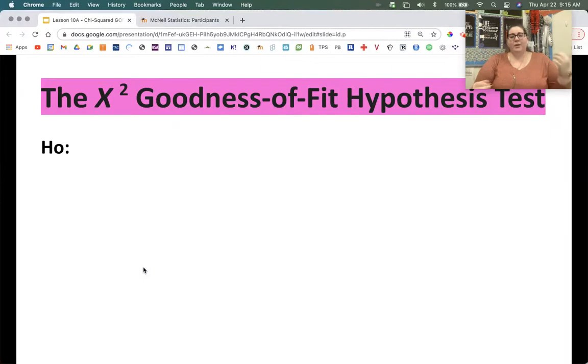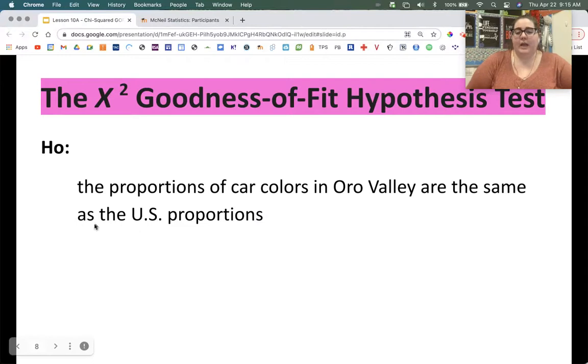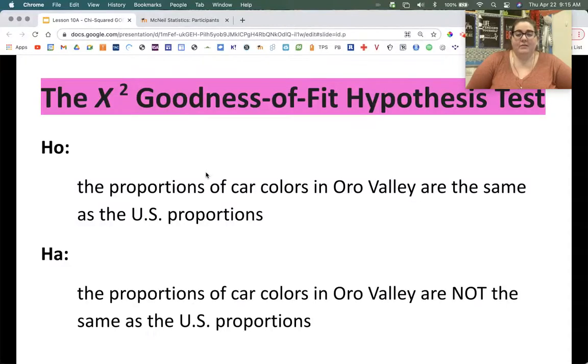With a chi-square test, we don't really have a parameter to define because there are many different categories of that one variable. So instead of defining a parameter and then writing hypothesis statements, it really is best to just write our hypothesis statements in words. So I would say something like, for my null hypothesis, the proportions of car colors in Oro Valley are the same as the US proportions. So they're the same as what we would have expected based on the given information. Then our alternate, as you can probably guess, is that the proportions of car colors in Oro Valley are not the same as the US proportions.